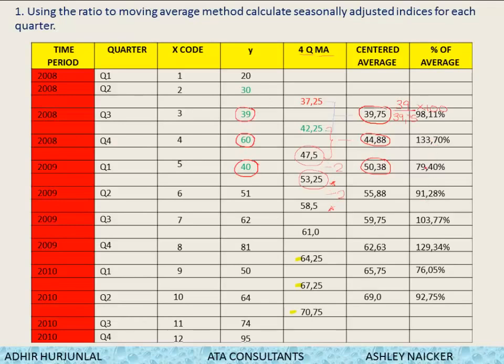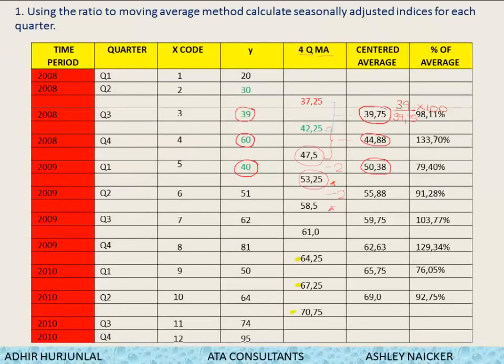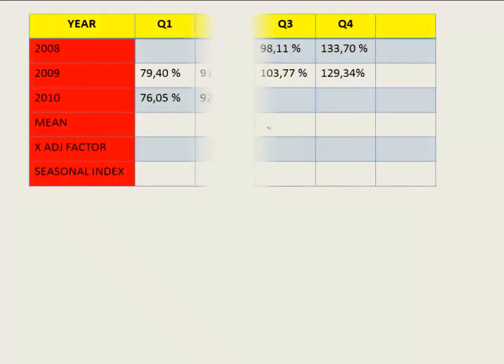The next thing that you would have to do is generate another table, and this here deals with the years 2008, 2009, 2010, and the quarters, quarter 1, quarter 2, quarter 3, and quarter 4. These are the answers that I had in the previous table. These answers here, I've simply taken them and put them onto the table. Now guys, unfortunately this is another table that you have to know of. At the bottom, this is the mean multiplied by the adjustment factor, and finally the seasonal index.